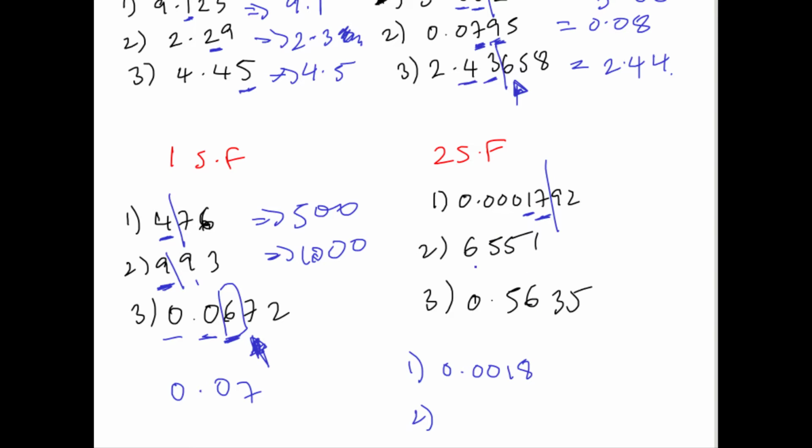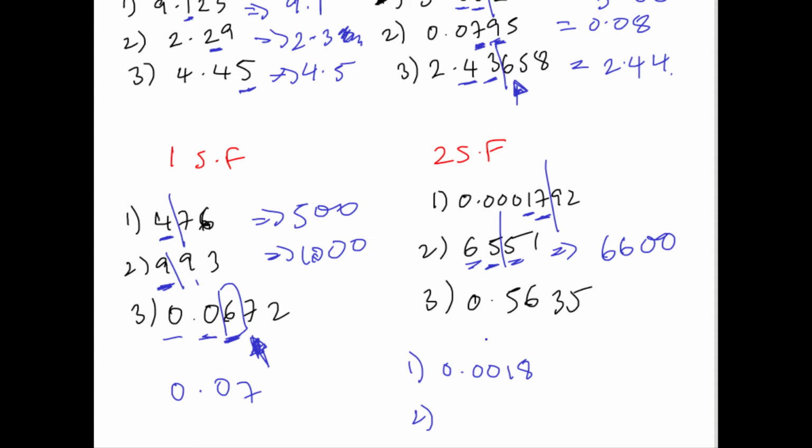Question 2, 655, to two significant figures. So look, we got the 6 here and 5 here. This is the number we want. Next to it is 5. So if you were to round it up, let me just write here. It should be 6600.